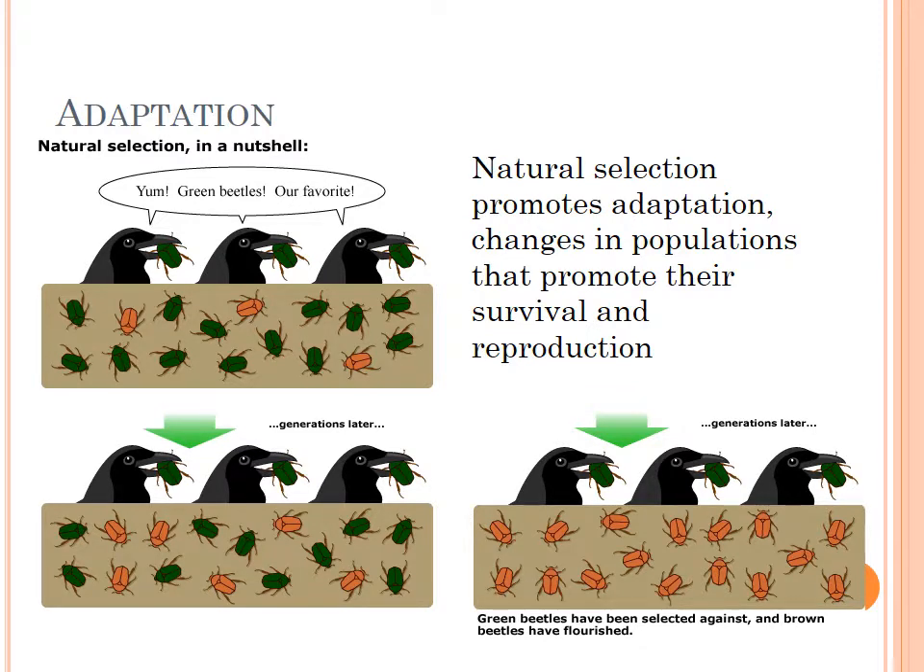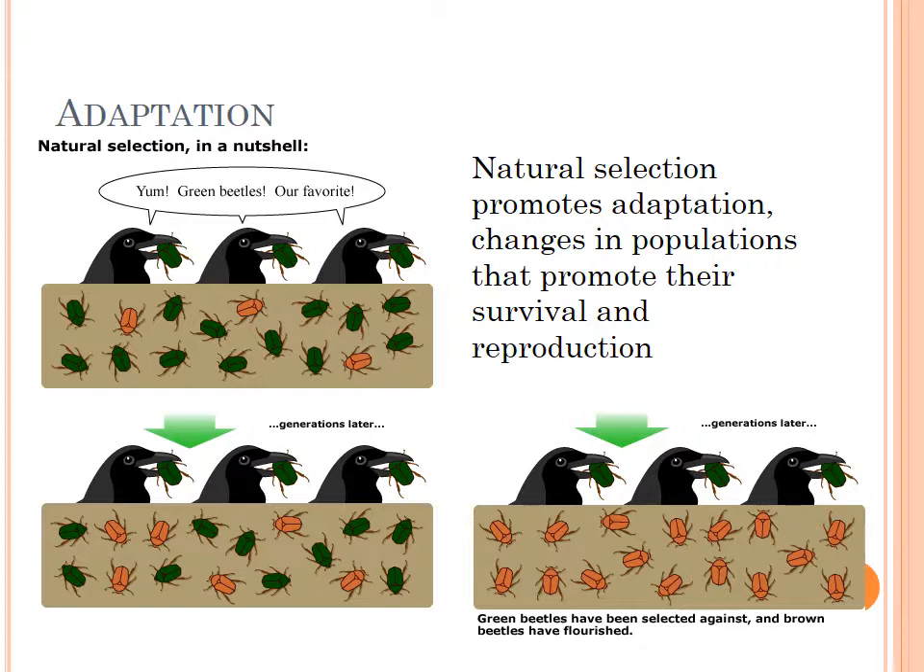Basically, adaptation is going to go in two ways. Natural selection promotes adaptation. If you have a new allele that comes into a population, in this case, we've got primarily green beetles. There are some brown beetles too, but not many. If the crows prefer the green beetle, they will only eat those green beetles, leading the brown beetles to be able to reproduce. Over time, the allelic frequency of the brown beetle increases as the green beetle decreases, until finally there aren't very many green beetles.